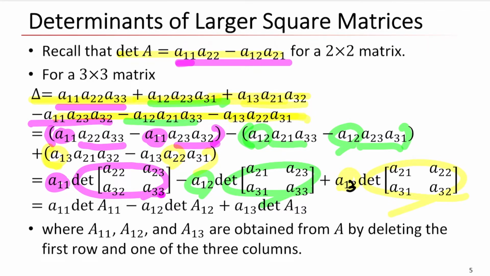Okay, so then if we define this one as determinant A11, then we can represent this term as A11 times determinant A11 minus A12 times determinant A12 plus A13 determinant A13. Okay? So in other words, the determinant of the 3x3 matrix can be represented by the determinant of the 2x2 matrix. Okay?